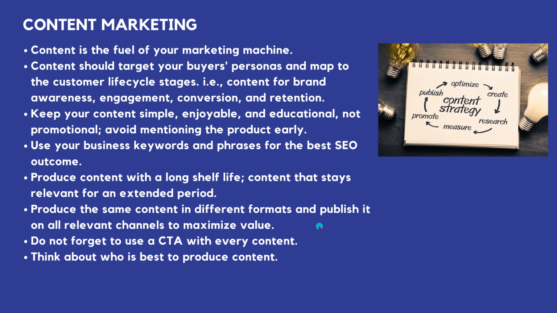Produce the same content in different formats and publish it on various channels as I explained. Don't forget to use a call to action with every content. So if I put a blog, when people read it, you can say, download this, you can read additional blogs, or now you can start to give them a certain offer. Think about who is best to produce content. If you are a hotel and you have nice restaurants and you have chefs, if you want to write something about cooking, maybe you can have your best chef write that blog. So it's not always marketing people who are supposed to create content.